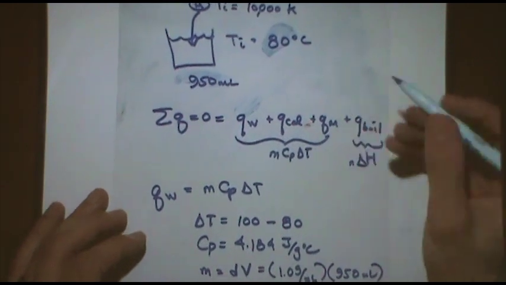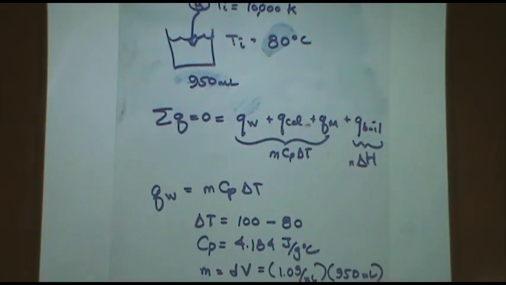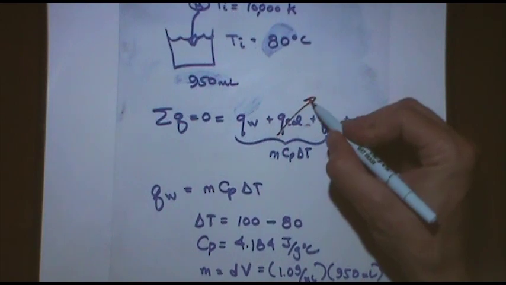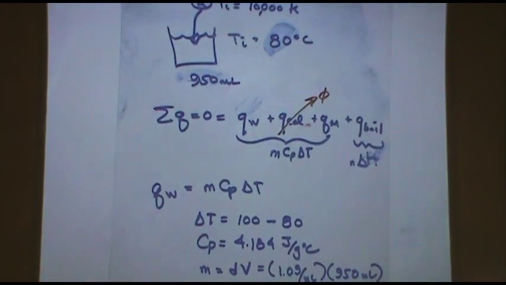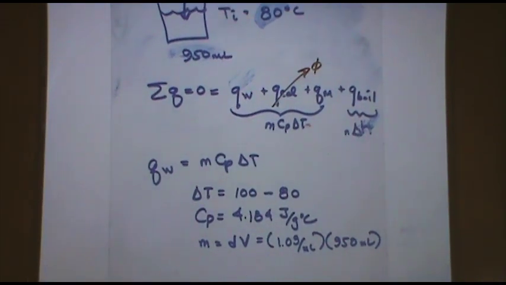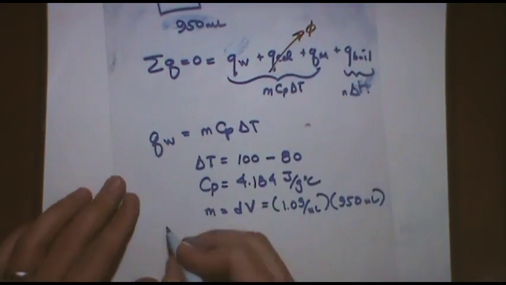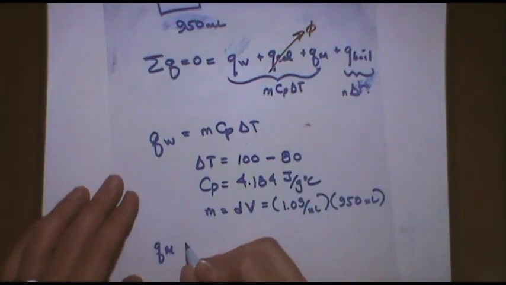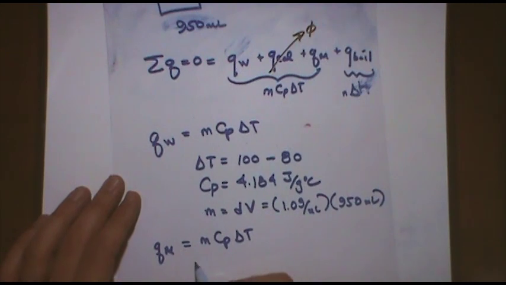All right, let's talk about some of the other terms. How about Q-cal? If I don't give you the heat capacity of the calorimeter, you would do what? Yeah, you say it's negligible. You're assuming it does not contribute. Okay, let's talk about Q of the metal now. The metal is mCp delta T.